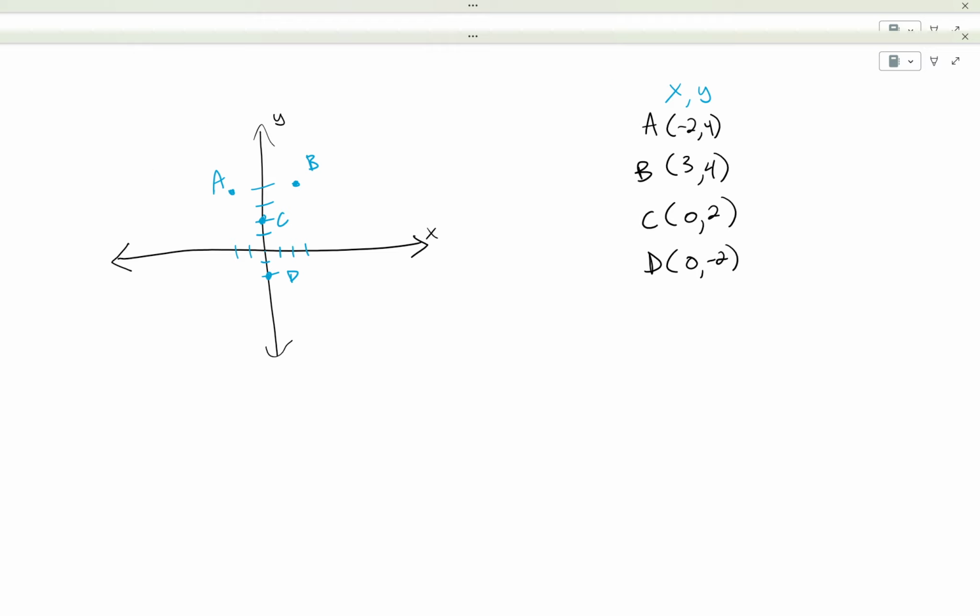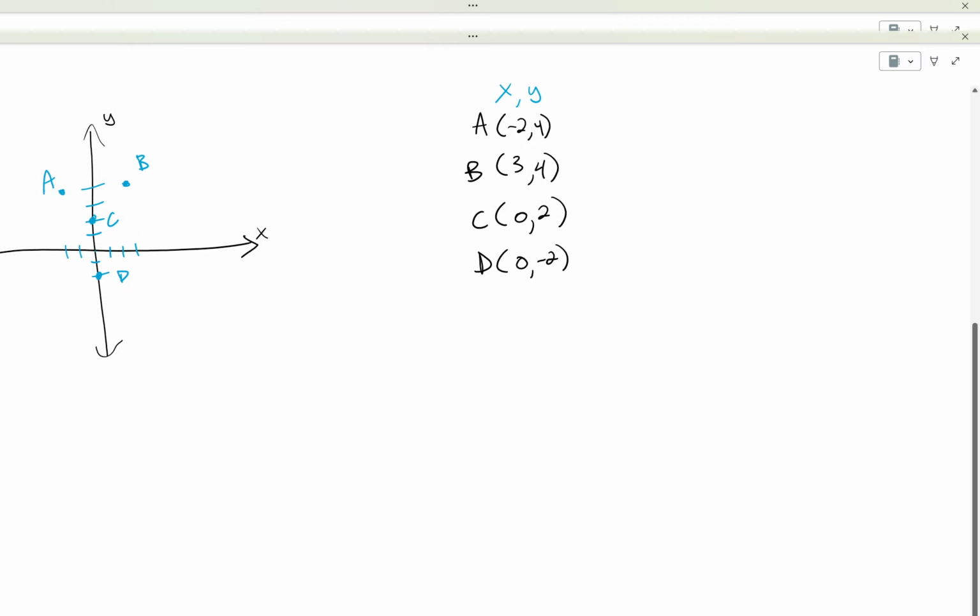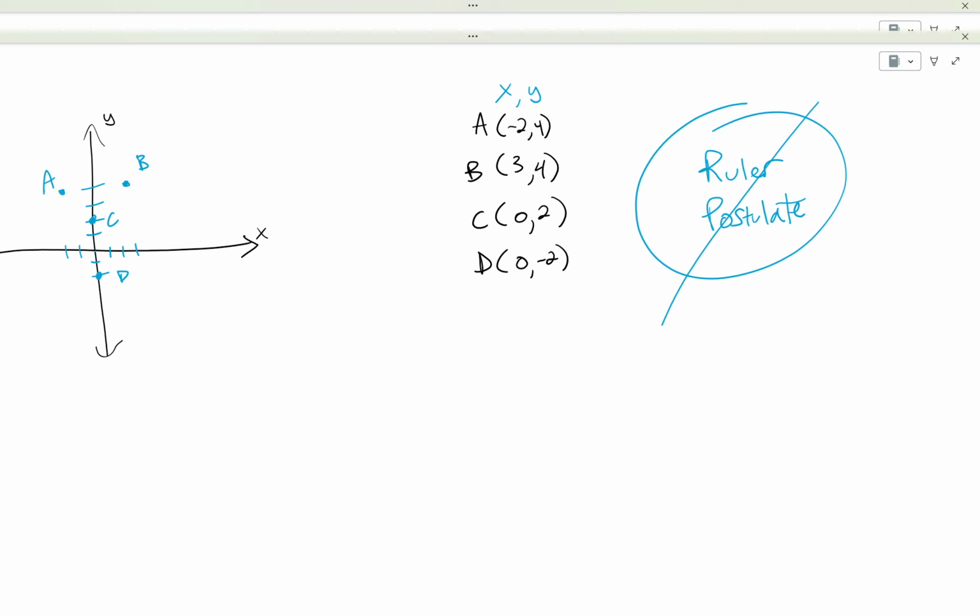In fact, your textbook has this funny little thing called the ruler postulate. I hate this. This is not a thing mathematically. I will happily argue this with the writers of this textbook or any others. Gentlemen, this ruler postulate, circle and a line through it. We are anti-ruler postulate.